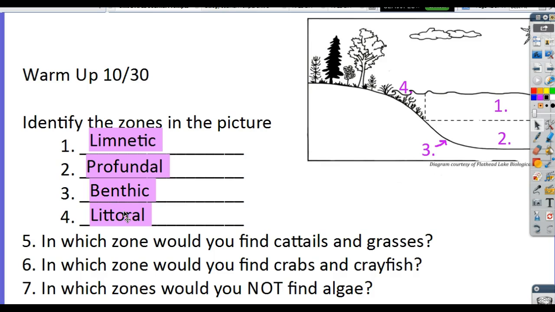Whatever helps you. Okay. Which zone would we find cattails and grasses? Littoral, right? In which zone would we find crabs and crayfish? Probably in the benthic zone. Benthic zone on the bottom. Where would we not find algae? Remember, algae needs sunlight, so where would we not find sunlight? 2, right? Profundal zone and the benthic zone, right? So we did talk about the euphotic zone. So the euphotic zone is just the top layer of that limnetic zone where there's the most sunlight.